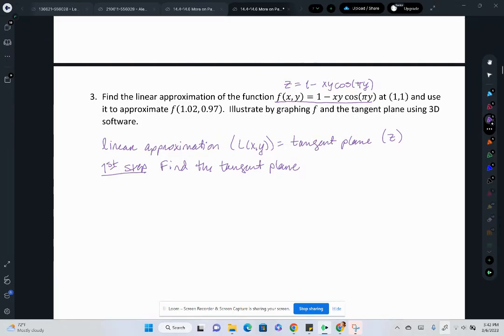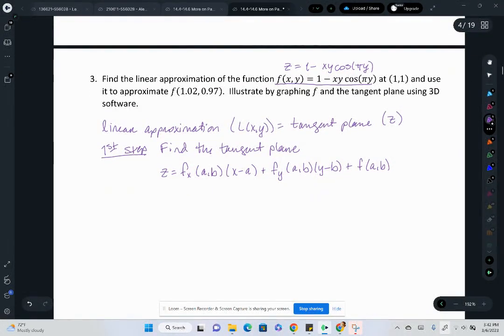And that means that when we want to find our tangent plane, we're going to be finding the equation z equals f sub x of a, b times x minus a plus f sub y of a, b times y minus b, and then plus f of a, b. Okay, that's our tangent plane, and it's also our linear approximation function. So in order to come up with this, we need to find all the parts. We need to find our partial derivatives. We need to know what a and b are and what f of a, b is. And so we have a little bit of work to do.